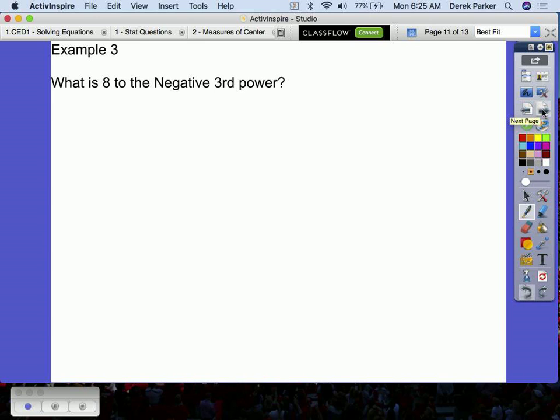What is 8 to the negative 3rd power? And I get 1 over 512. As you can tell, that doesn't make it a negative fraction. That just means you are flipping, getting the reciprocal of 8 to the 3rd power.